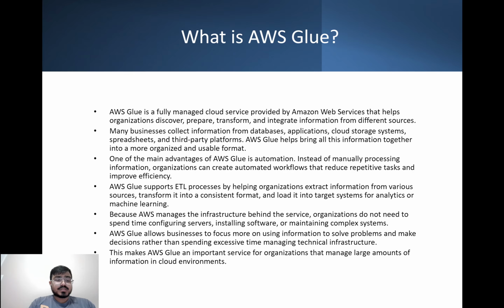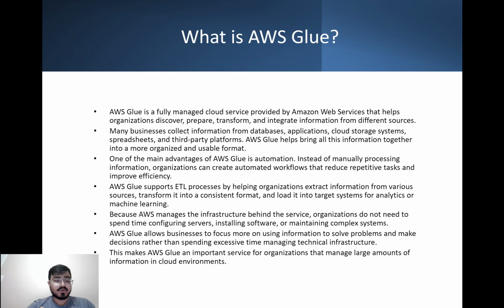Let's discuss AWS Glue. AWS Glue is a fully managed cloud service provided by Amazon Web Services that helps organizations discover, prepare, transform, and integrate information from different sources. Many organizations collect information from datasets, databases, applications, spreadsheets, cloud storage systems, and third-party platforms. The problem is that all this information is often stored in different formats and locations. AWS Glue helps solve this problem by bringing information together into a more organized and usable format.